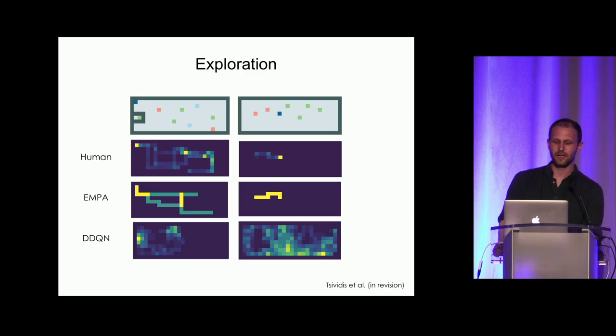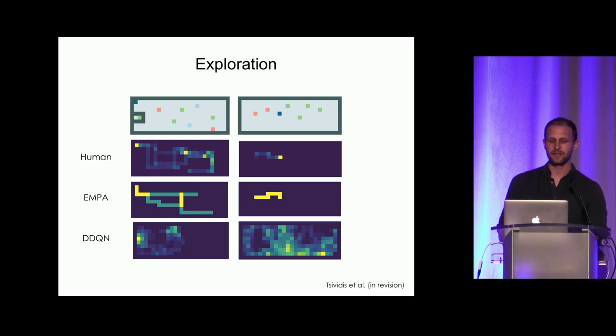So the first thing you'll notice, and I'll say that these are two different levels of a game. You'll notice in humans, they have fairly directed exploration algorithms in the sense that they're not just wandering all over the place, they see objects, they go to those objects and they try them out and see what happens. And EMPA does that as well, so you can see that there's very directed exploration that's object-oriented.